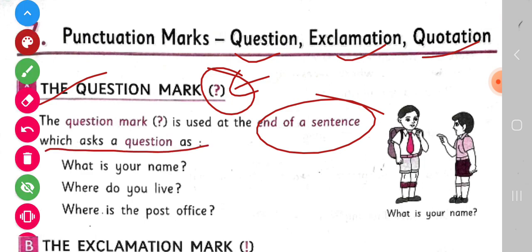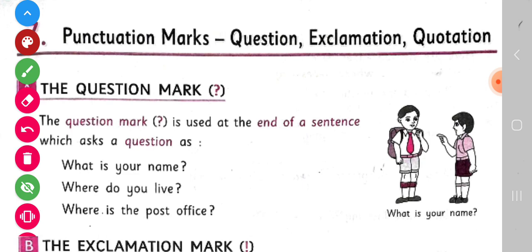Children, when you ask something, then after asking the whole sentence, after asking the question, we use this mark, and this mark is called a question mark. For example, what is your name? After the sentence we use this mark. This is the question mark. Okay. Where do you live? After writing this sentence we use this mark. This mark is the question mark.